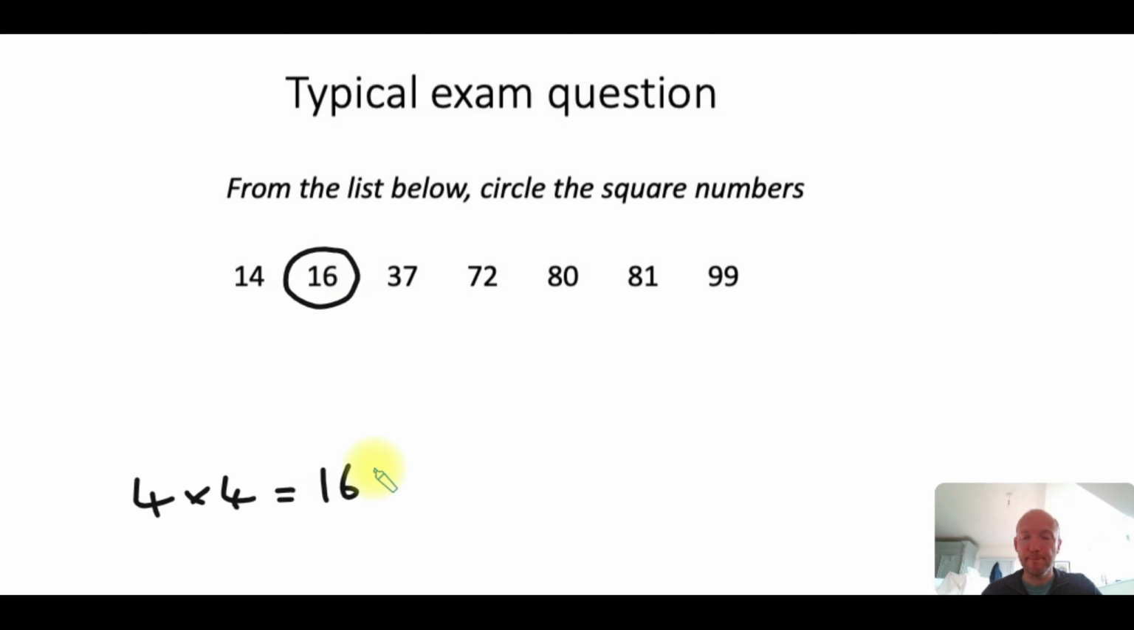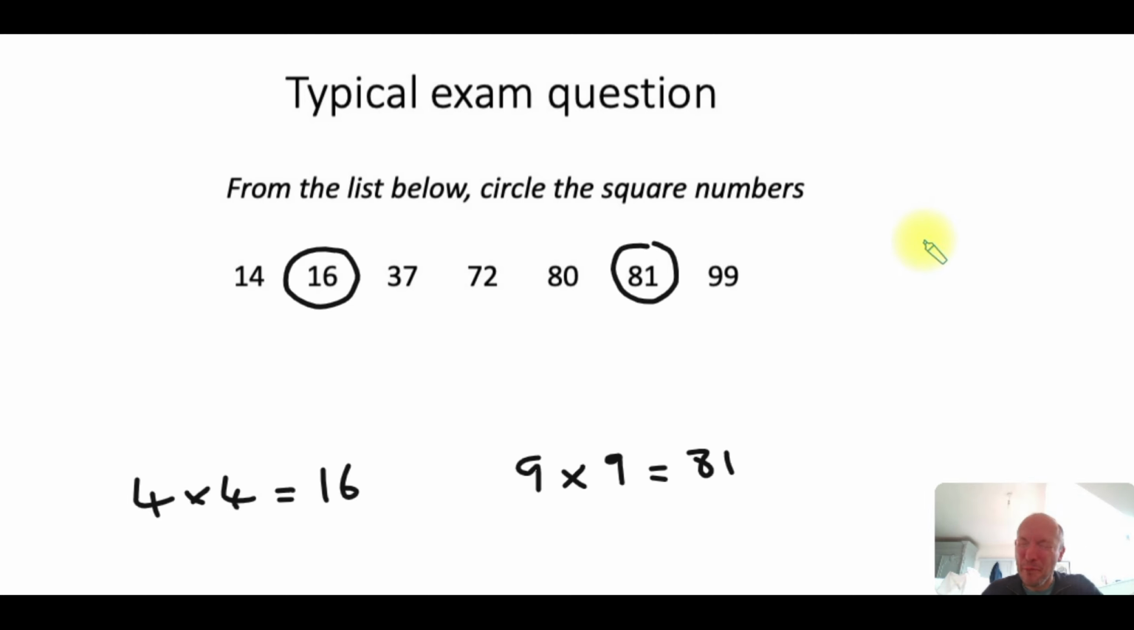That's one answer there. What else will be the result of multiplying something by itself? Well, I can't think of a number that multiplies by itself to give 37, or 72, or 80, or 99. But I do recognise that 9 times 9 is 81. So 81 is a square number.